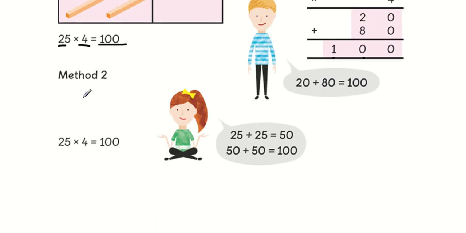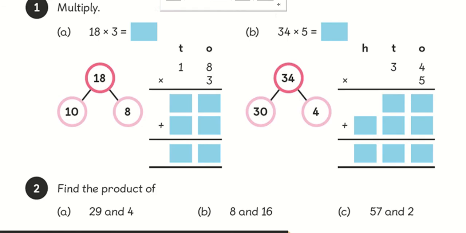Method 2. Some people might just know that already. It's one of our common number facts that we might have learnt already, that 4 lots of 25 is 100. So here she's saying 25 add 25 is 50, and we know that 50 add 50 is 100. So if you know the answer, you can use a different method of working it out in your head. Now it's finally time for our guided practice, so make sure you have got that ready and let's go.